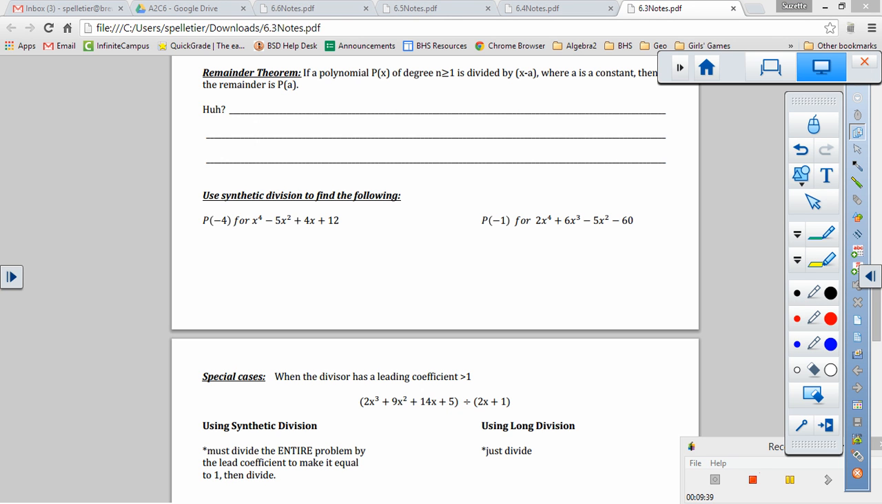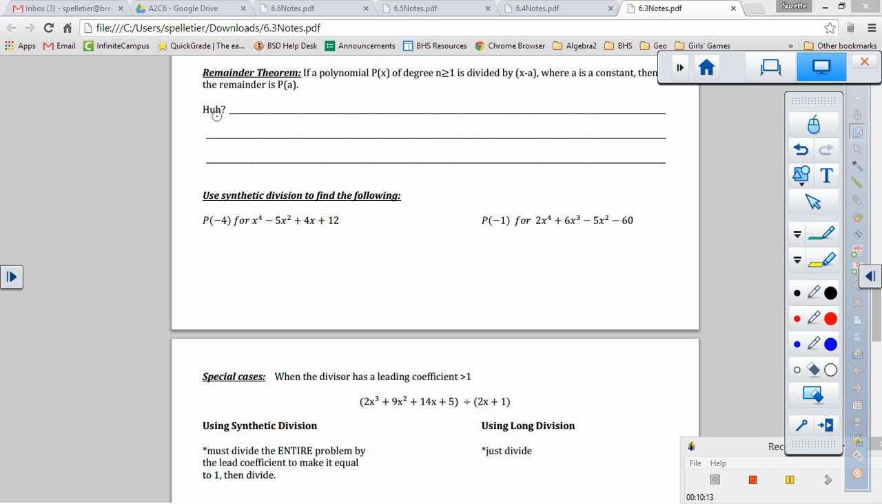If a polynomial p of x of degree greater than 1 is divided by x minus a, so they're just saying if you just did some division, right, where a is a constant, then the remainder is p of a. So they're saying if you are taking that number, dividing by, let's say you're doing this division. Let me try to find you a good example.